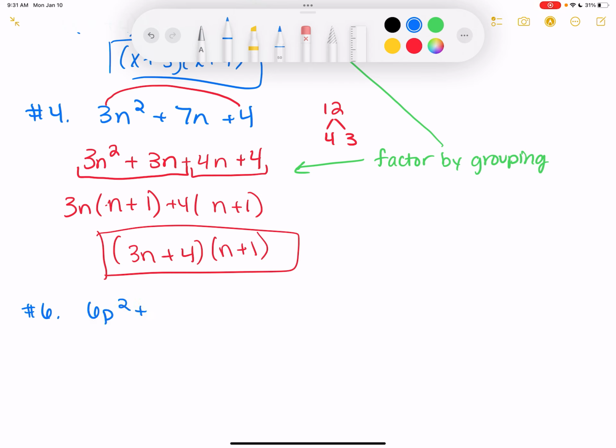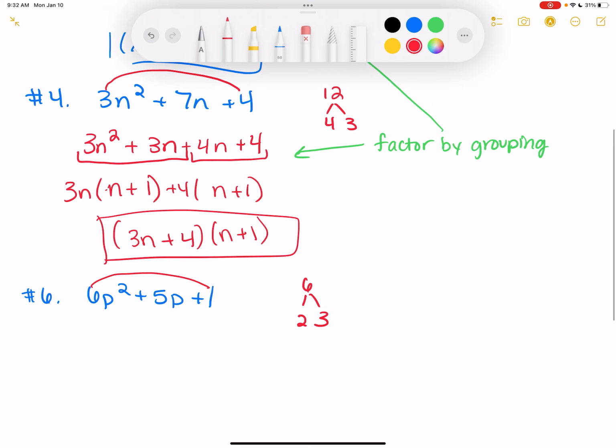6p squared plus 5p plus 1. So I'm going to have 6 times 1. Okay, so factors of 6 that add up to give you 5. 2 and 3. Okay, don't be fooled and be like, oh, it's just 6 and 1. One of those would have to be negative, and then your signs wouldn't match up. So make sure you pay attention to signs, okay? So 2 and 3, both are going to be positive.